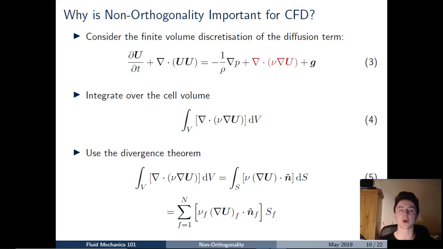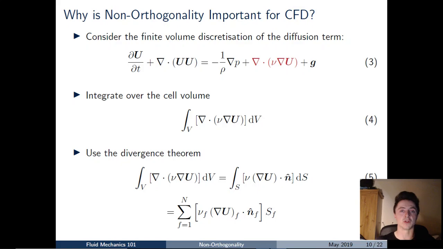But anyway, to give a quick summary of how the finite volume discretization of the diffusion term works, we look at equation 5 and we use the divergence theorem, or Gauss's divergence theorem, to turn that volume integral into a surface integral.